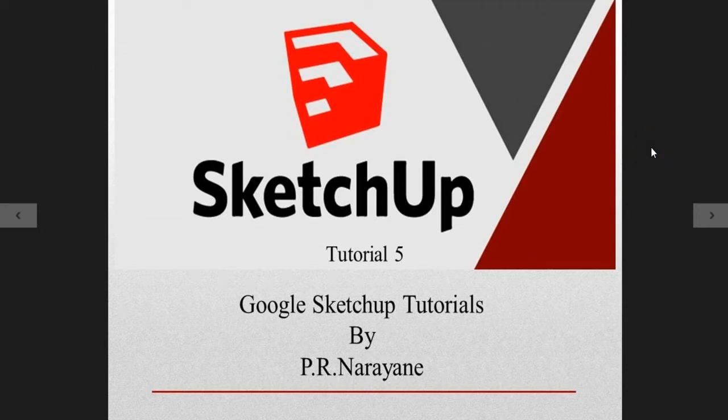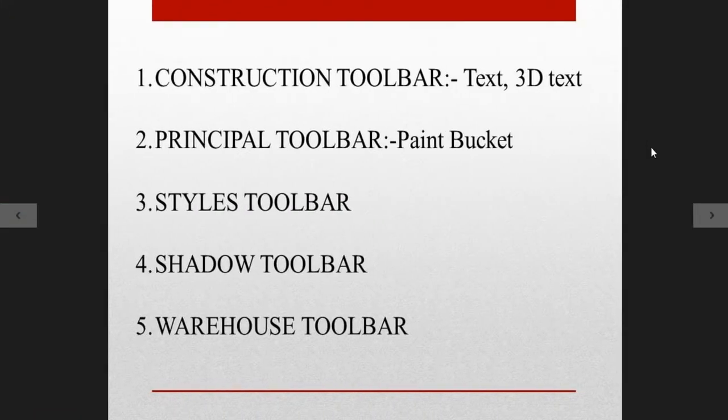Hey friends, welcome back to our fifth tutorial of Google Sketchup. Today we are going to learn the construction toolbar. In that we'll see text and 3D text. Second one is principal toolbar. In that we'll see paint bucket. Then third one style toolbar. Fourth one shadow toolbar, and fifth one is warehouse toolbar.